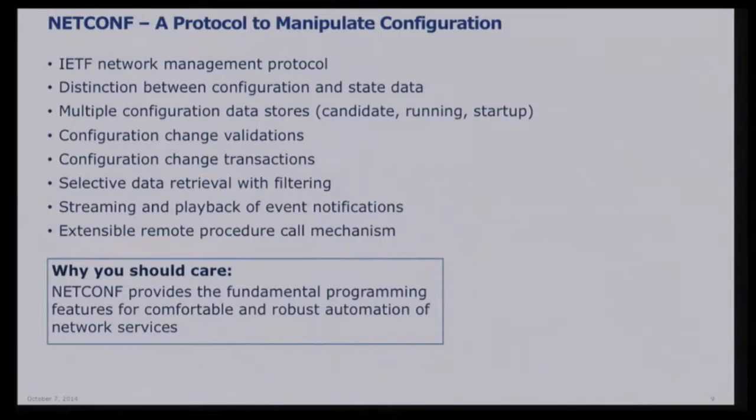So first of all, the NetConf protocol. What we're talking about here is a protocol that is specifically designed to manipulate configuration. It's an IETF protocol. It has the distinction between configuration and state. It actually has this concept of multiple configuration data stores. We'll get to that in much more detail.